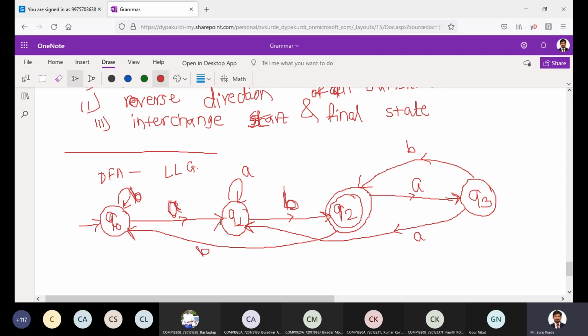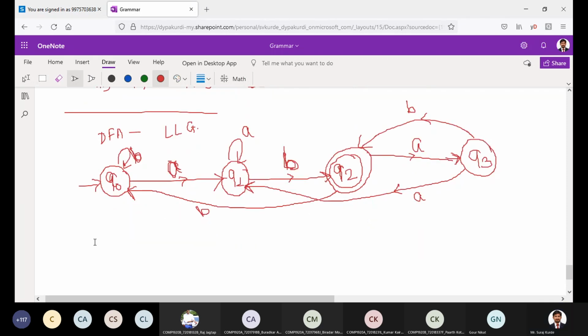Rename them. Q0 is S, Q1 is A, Q2 is B, Q3 is C. Then write down all the production rules. Instead of writing the non-terminal on the right hand side, you have to write it as the leftmost character in the production rule, and then it is followed by the terminal. For example, Q0 is S, Q1 is A, Q2 is B, Q3 is capital C.